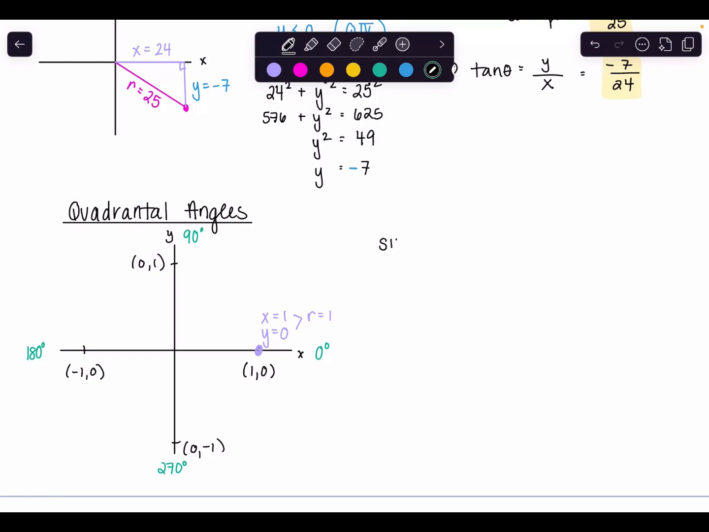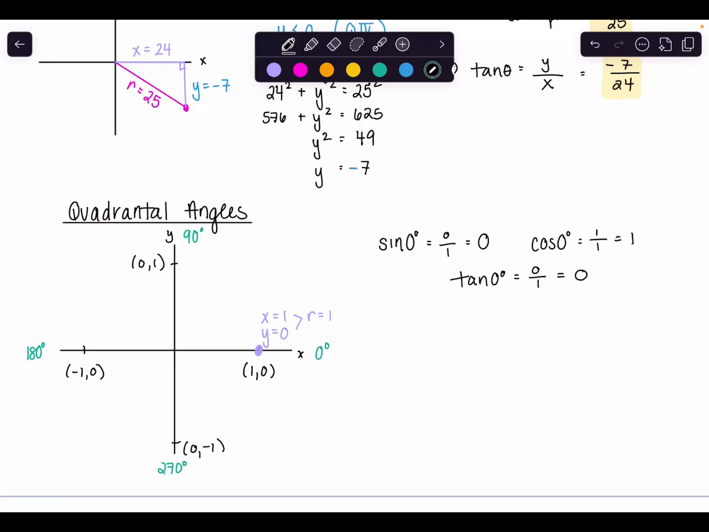So if I look at sine of 0 degrees, that's going to be y over r. Sine of 0 is 0. Cosine of 0 degrees is going to be x over r. So that gives me 1 over 1, which is 1. And then tangent of 0 degrees is really the flip of these. It's going to be y over x, so 0 over 1. Tangent of 0 is 0. Okay.